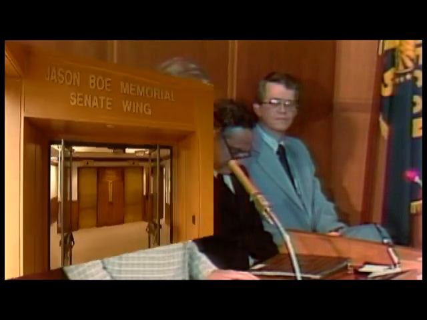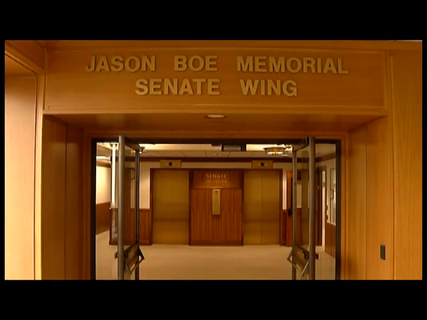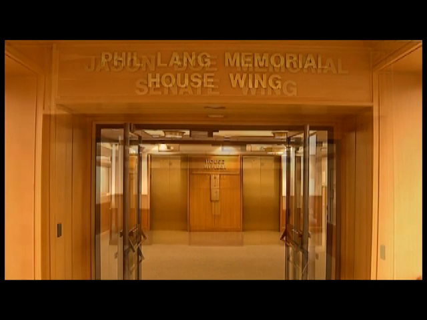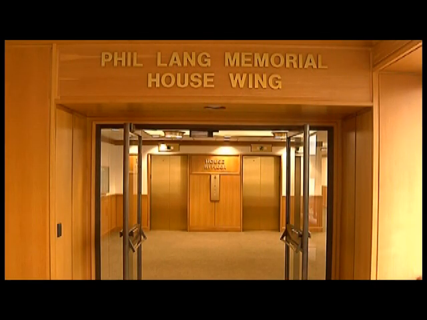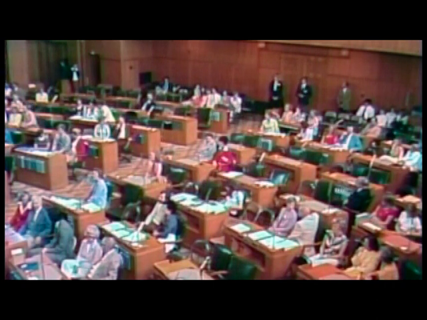this proud day. The Senate wing is named after Jason Boe, who was the Senate president. The House wing is named after Phil Lang, who was the Speaker of the House, both during the 1977 legislative session.